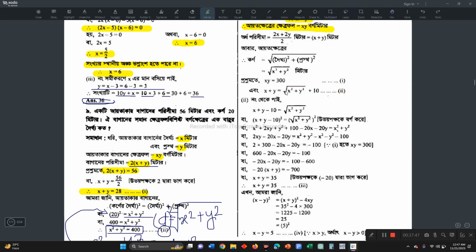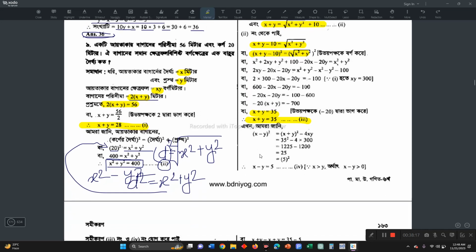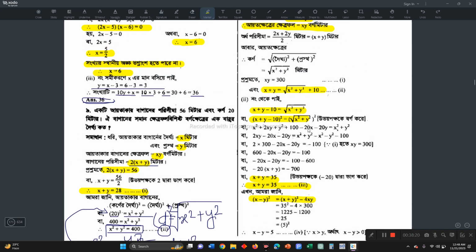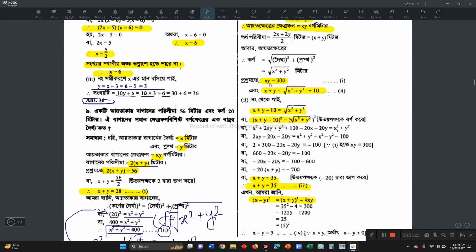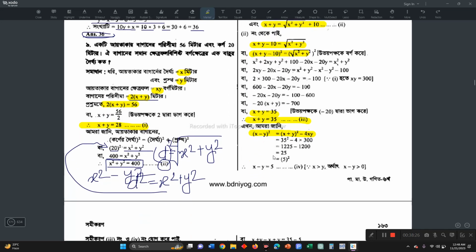From equation number 2, x plus y is equal to root over (x square plus y square) plus 10, or x plus y minus 10 is equal to root over (x square plus y square). Merging these equations, we get the value for x plus y is equal to 35. As we have the value for x plus y, we need the value for x minus y, and what we have got earlier is x into y is equal to 300 and x plus y is equal to 35.